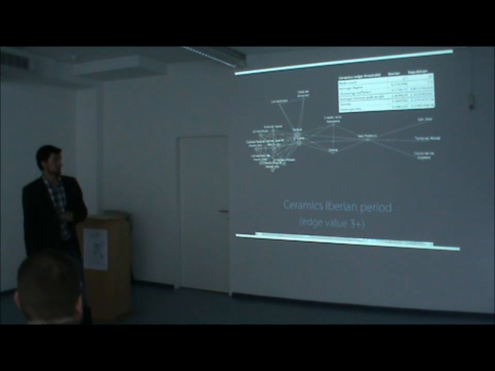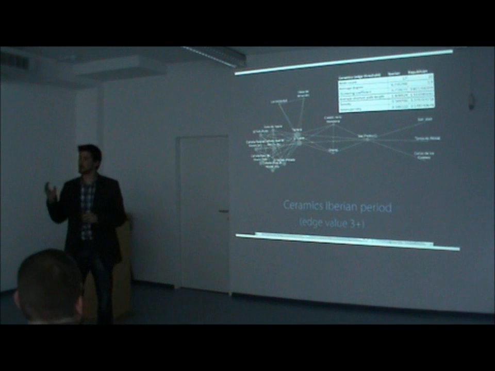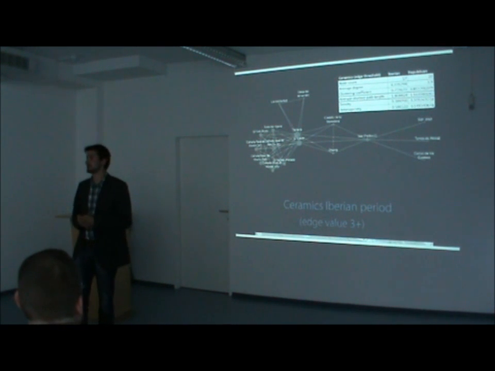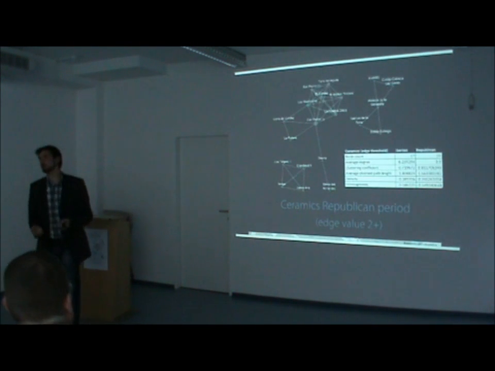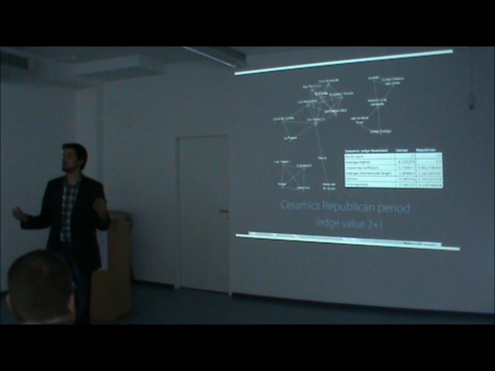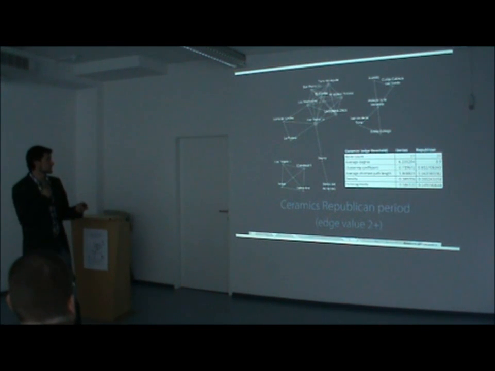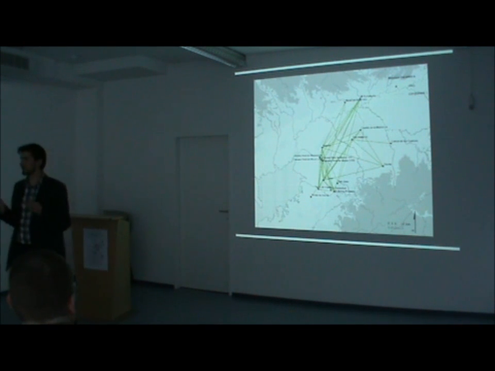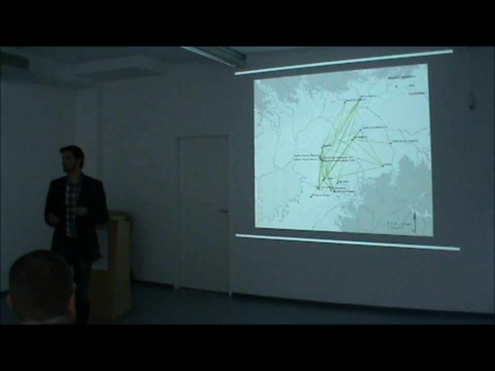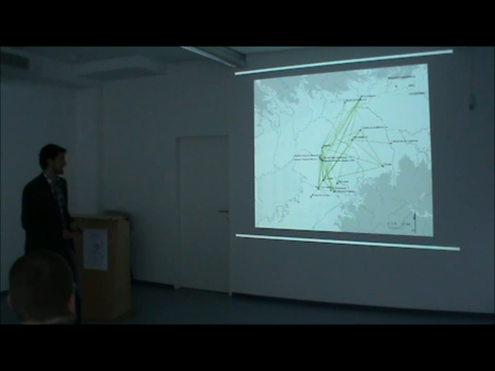So these sites here are all related to each other by having at least 3 artifact types in common. And then we get something like this for the Iberian period, still all connected to each other, but quite different for Republican period. Again, it starts to fall apart. These sites are very strongly related to each other in terms of the ceramic distribution, but it's a totally different pattern. We could be interested in exploring whether this has some kind of geographical logic to it, whether these sites are actually closely positioned to each other, and in fact they are not.